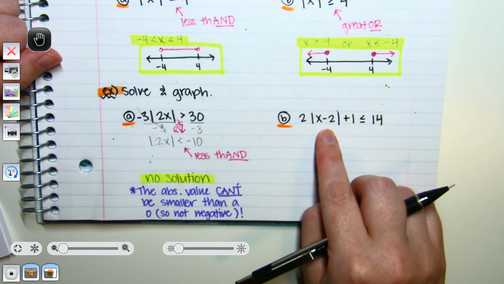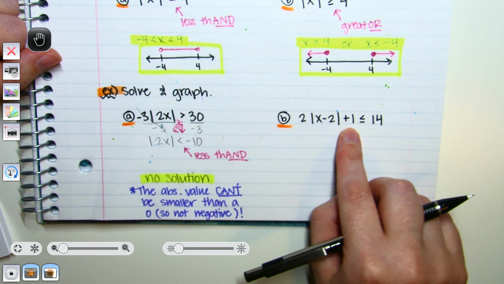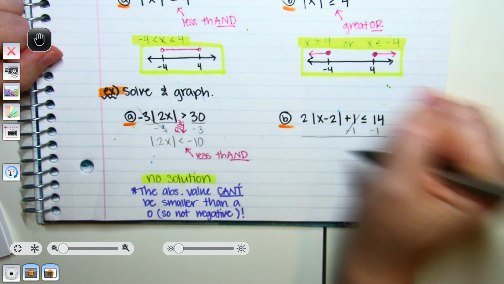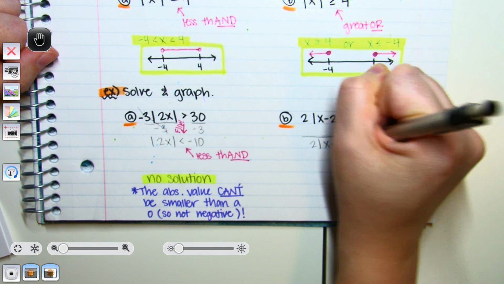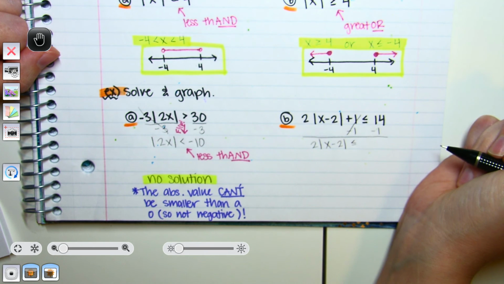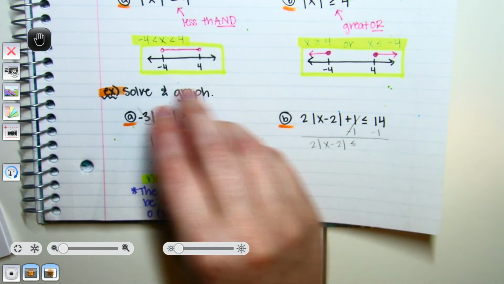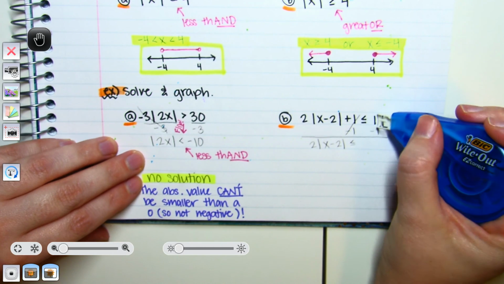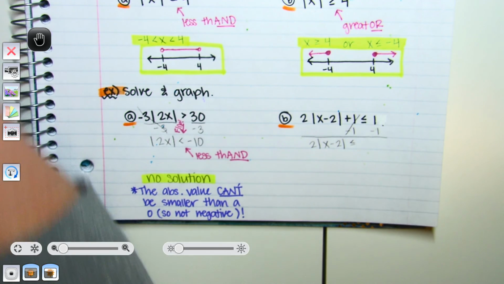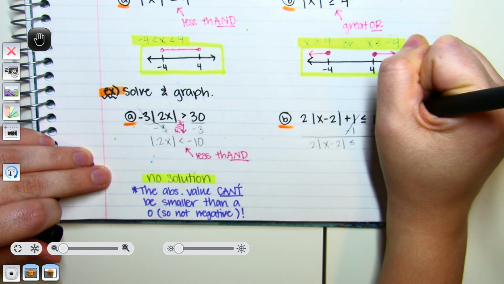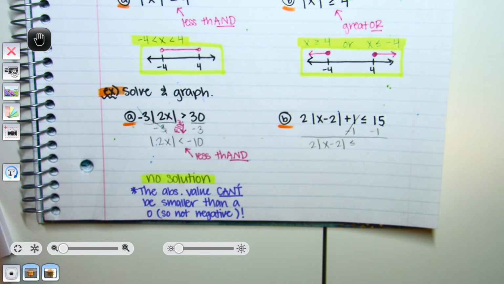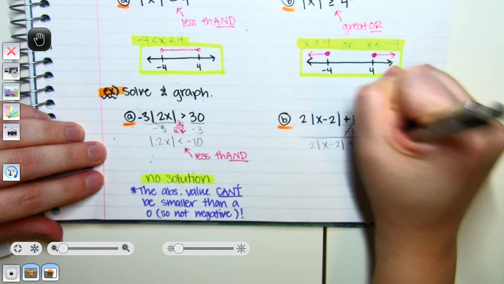I have a few things in the way. I have this 2 that's multiplied and this 1 that's subtracted. So first thing I'm going to do is subtract 1 from both sides. I get 2 times the absolute value of x minus 2 less than or equal to 15. I'm sorry. Let me fix this. I wanted that to be a nice even number and not have fractions. Change that to 15. It's less than or equal to 14.